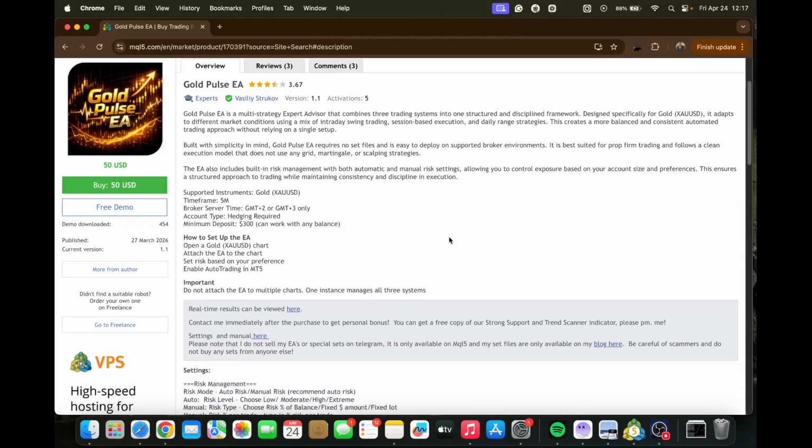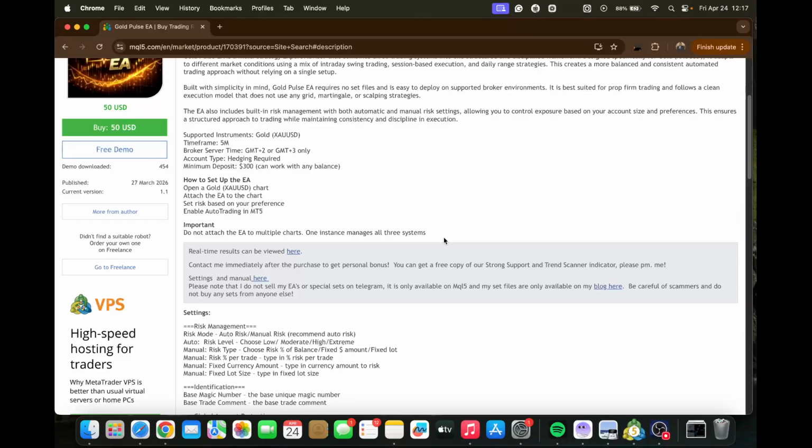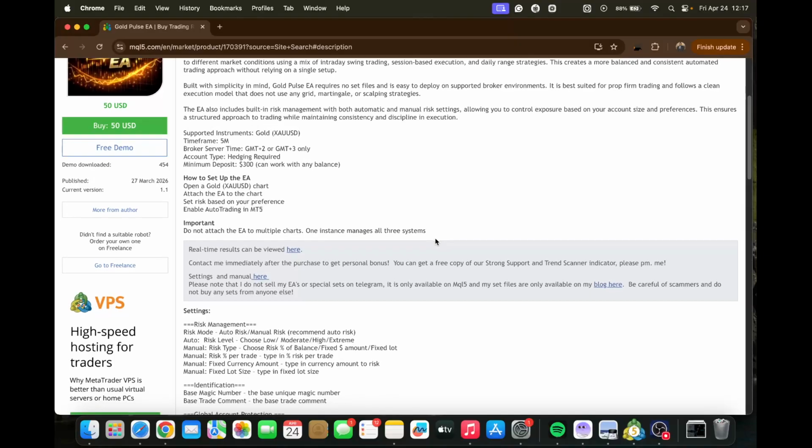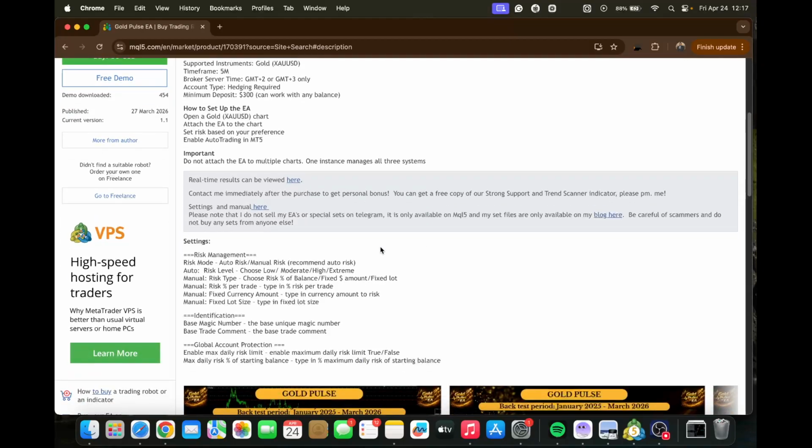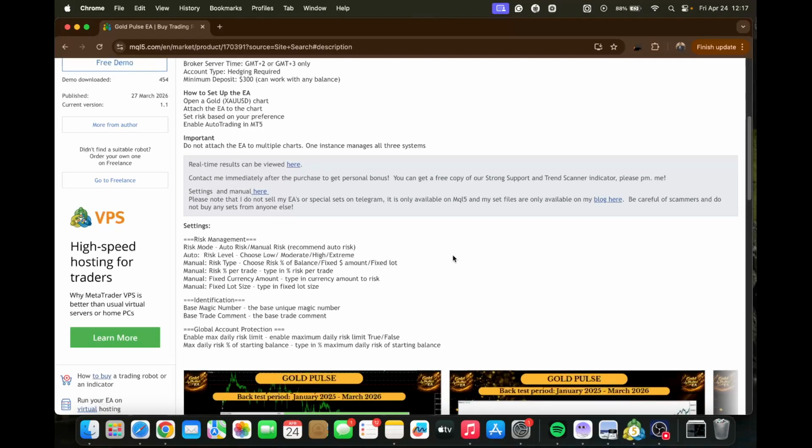Talking about the settings, the settings focus heavily on risk management, which is nice to see. You've got auto risk modes with levels from low to extreme, or you can go manual with percentage of balance, fixed dollar amount, or fixed lot size. There is also a global account protection feature. There's a max daily risk limit that you can enable, and there are identification settings for magic number and trade comment, but pretty standard. The whole thing runs as one instance on a single chart, managing all internal systems.